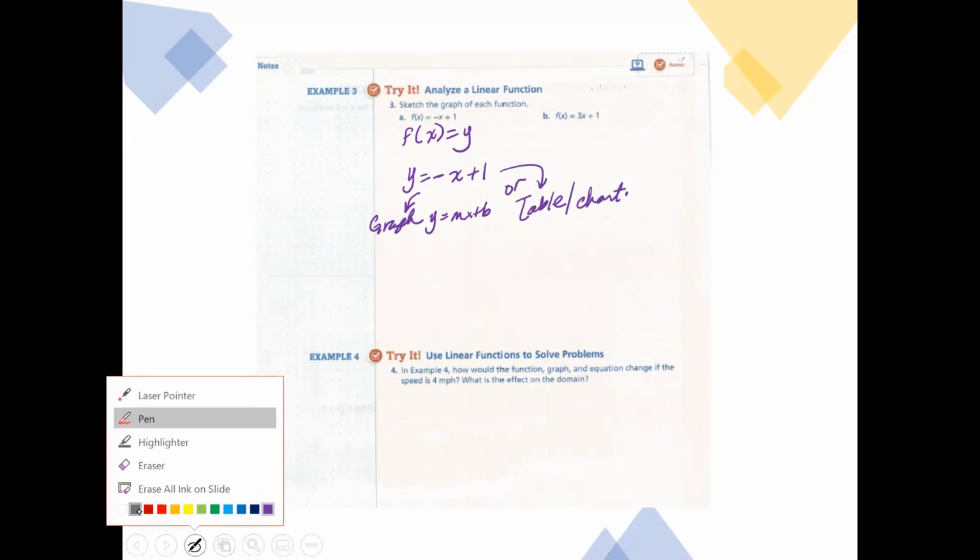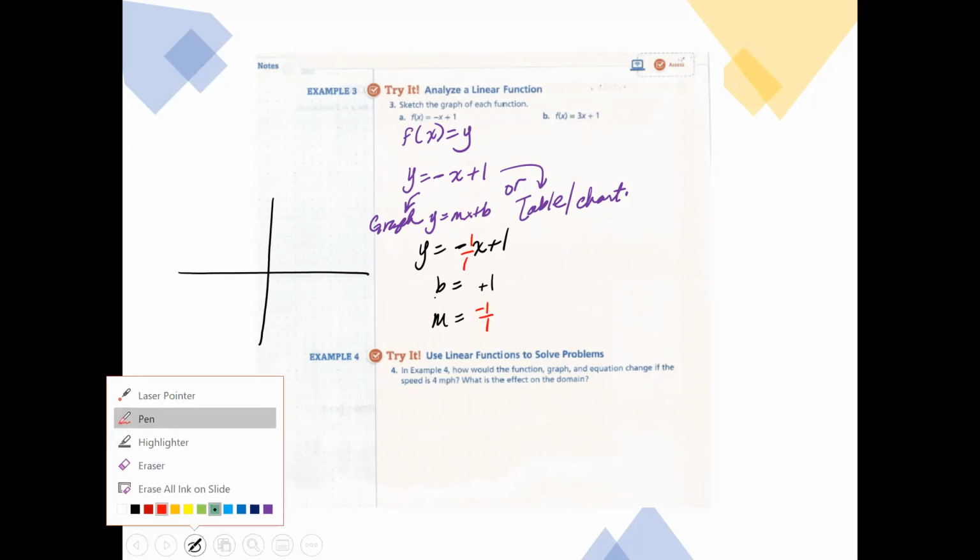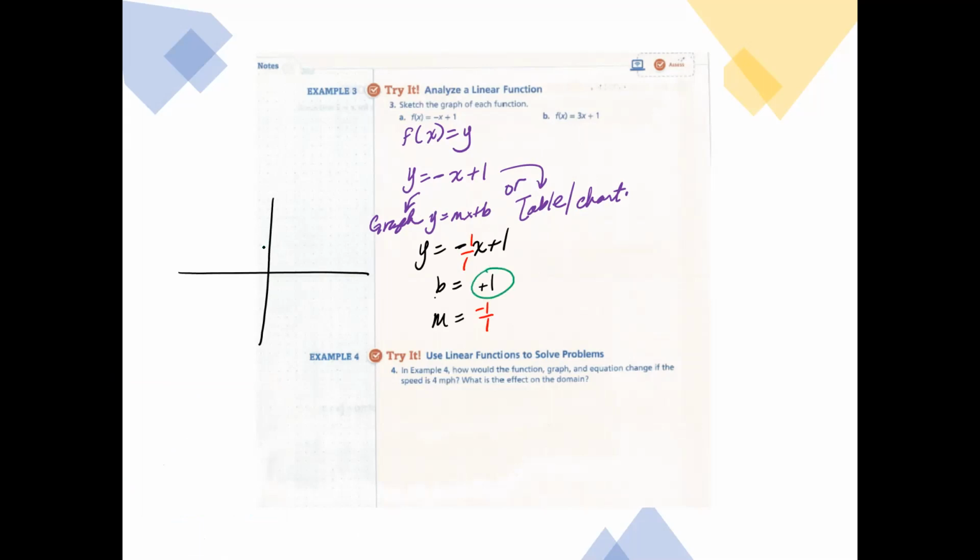So for this one, I think I'm just going to go ahead and graph it. Looking at this equation, I have a negative x plus 1. My y-intercept is positive 1. My slope is the number in front of the x, which is negative 1 over 1. So let's go ahead and do that. Let's start off here at positive 1. My slope is go down 1, over to the right 1, so down 1 over 1, down 1 over 1, and then connect your dots. And this is my line.